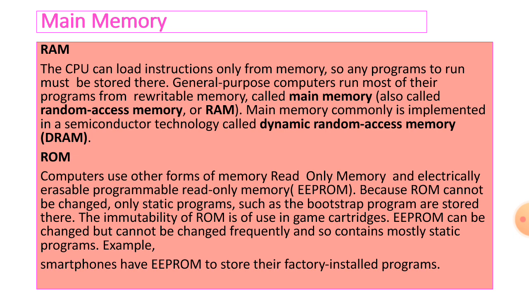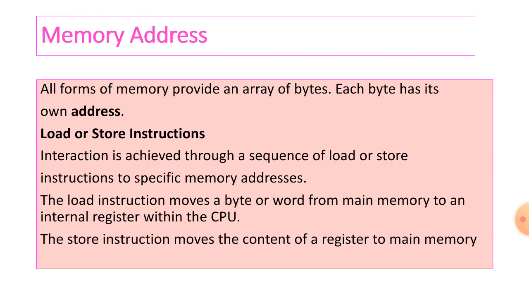Because ROM can't be changed, only static programs such as the bootstrap program are stored there. The immutability of ROM is of use in game cartridges. EEPROM can be changed but not frequently, and so contains mostly static programs. For example, smartphones have EEPROM to store their factory installed programs.